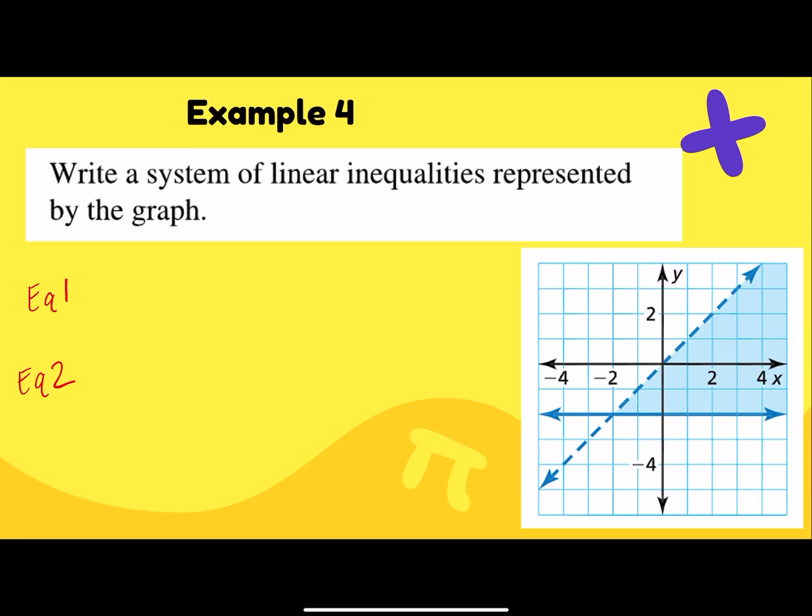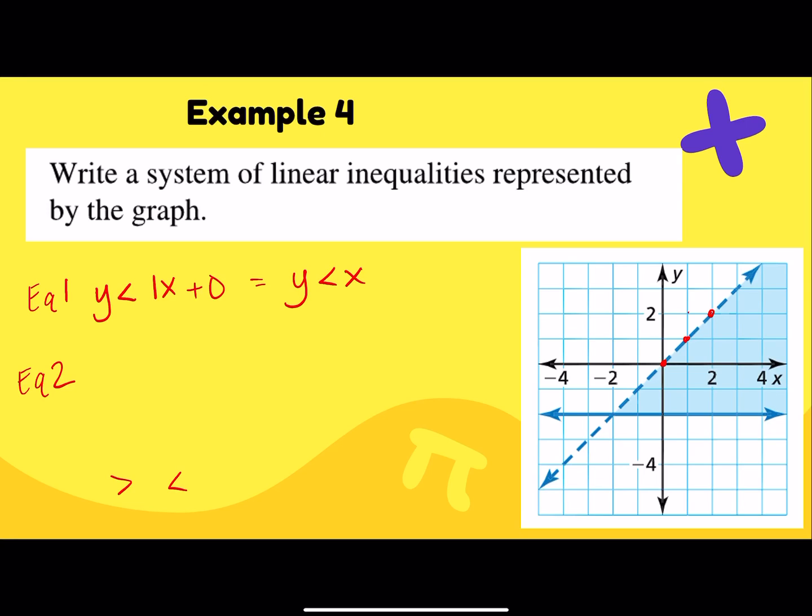Okay, so if I do this dotted line first, I know the dotted line is going to use one of these two signs. Notice that it's shaded below the dotted line, so it's going to be less than. So what I need to figure out is the slope and the y-intercept of the dotted line. The y-intercept is 0, so my b is 0, and it looks like I'm going up 1 over 1 for the slope, so my slope is 1. Okay, so that would just be y is less than x in simplest form.